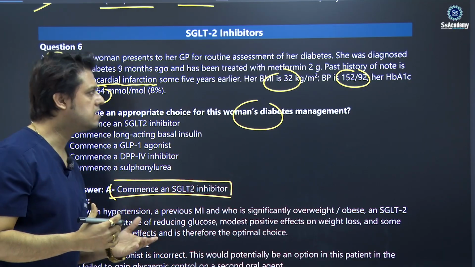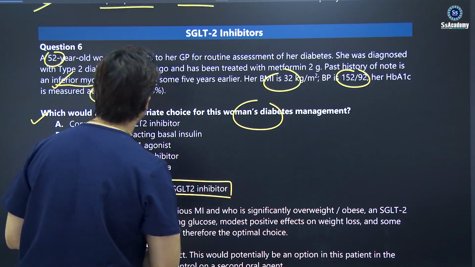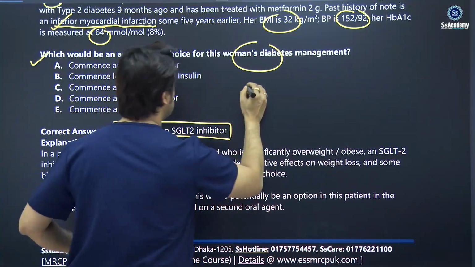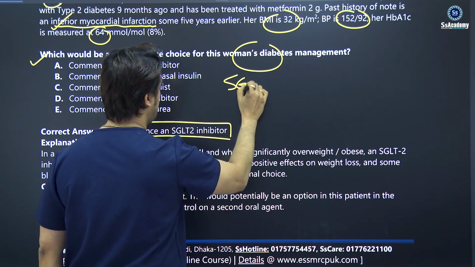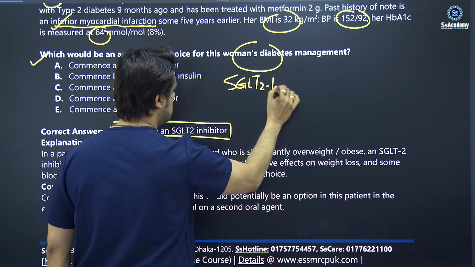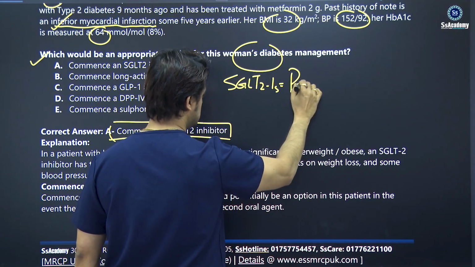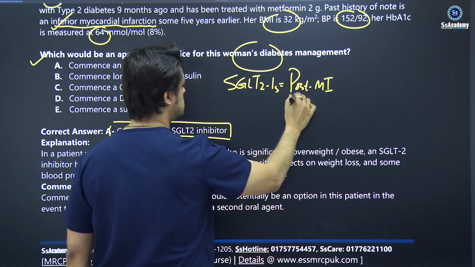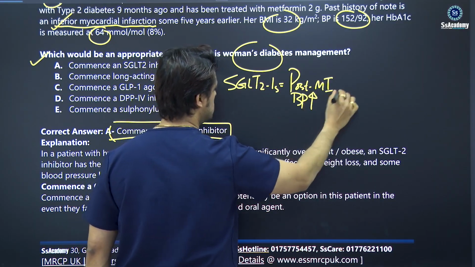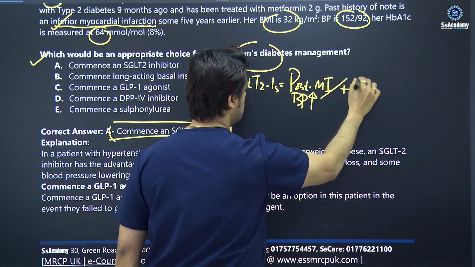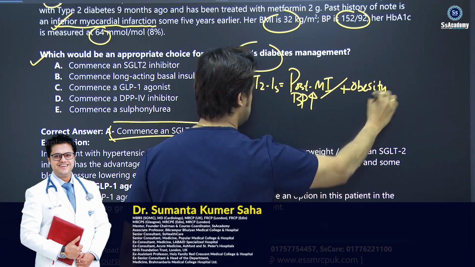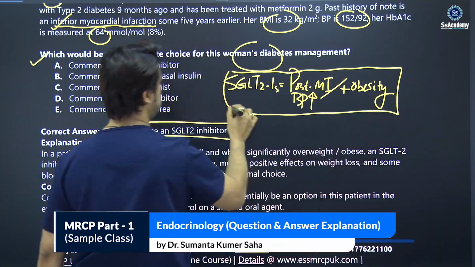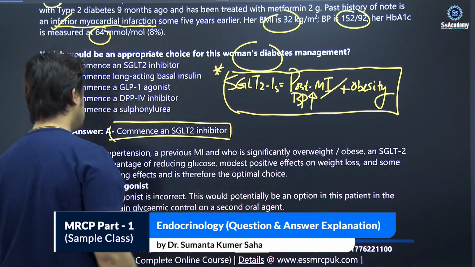Having had a post-MI, of course, you should think about empagliflozin or SGLT type 2 inhibitors. You can write down SGLT type 2 inhibitors equal to post-MI, having the history of MI and slightly high blood pressure, and most important, plus obesity. So there are lots of advantages, and the best choice of drug is the SGLT type 2 inhibitors.